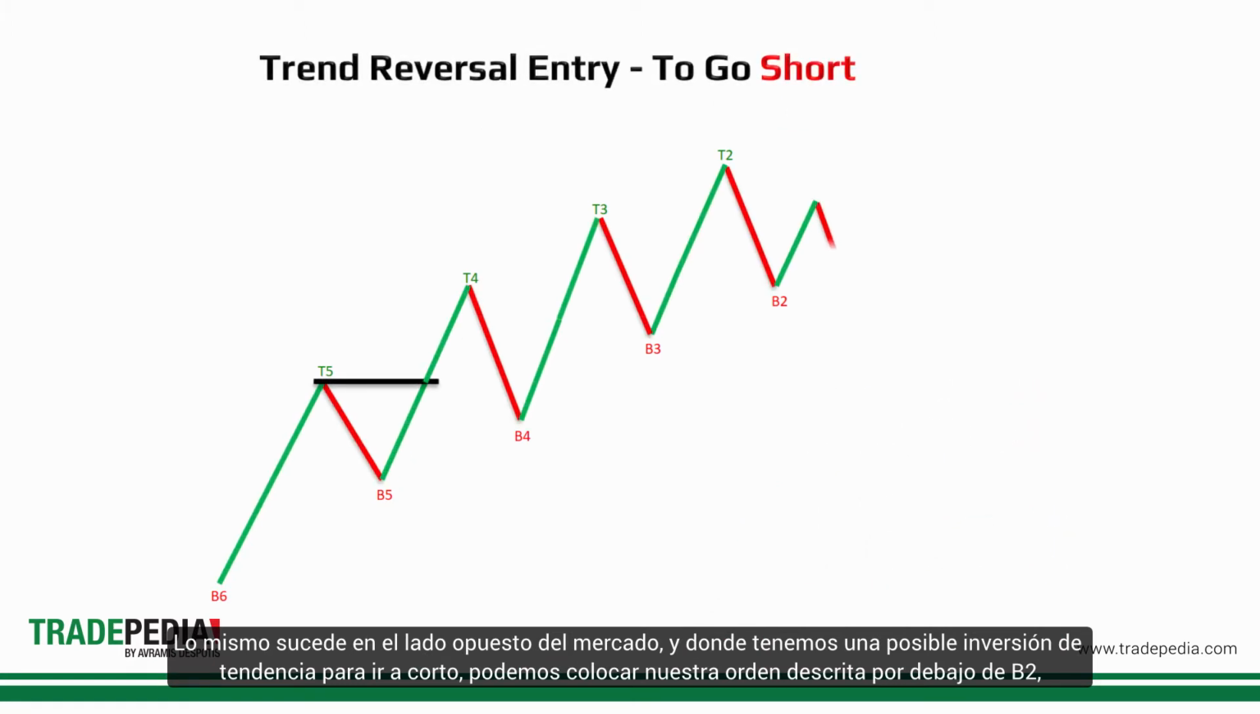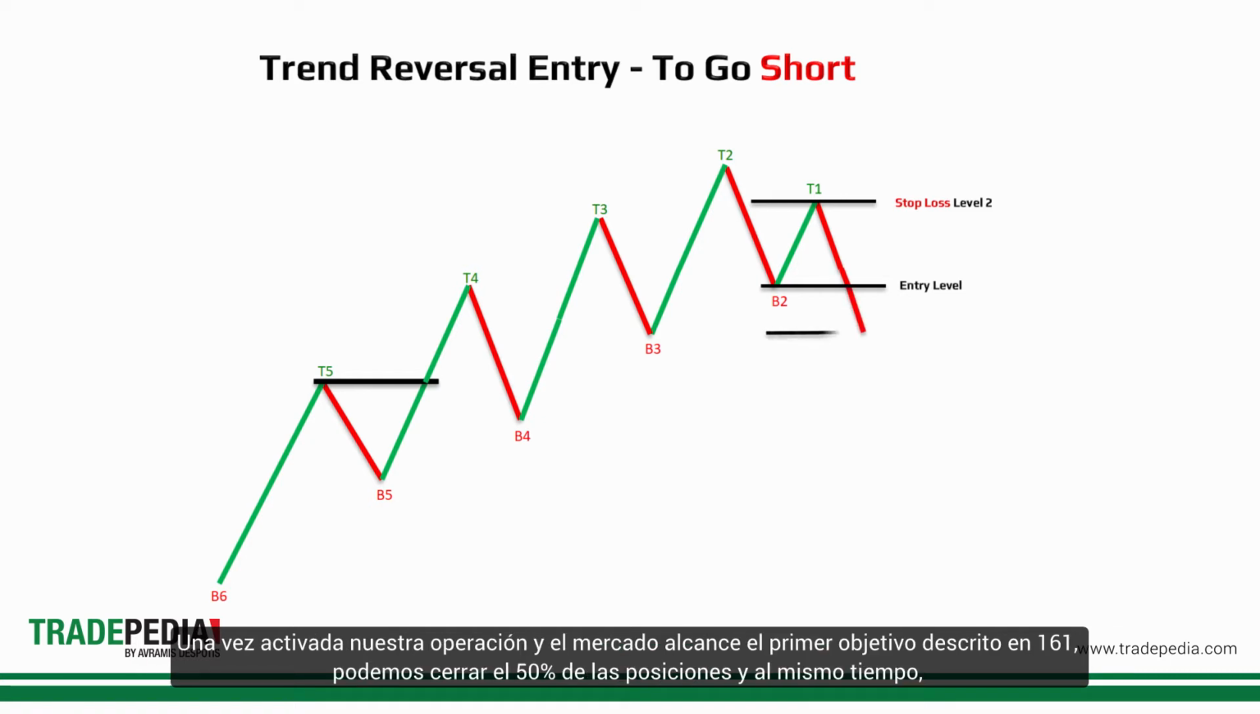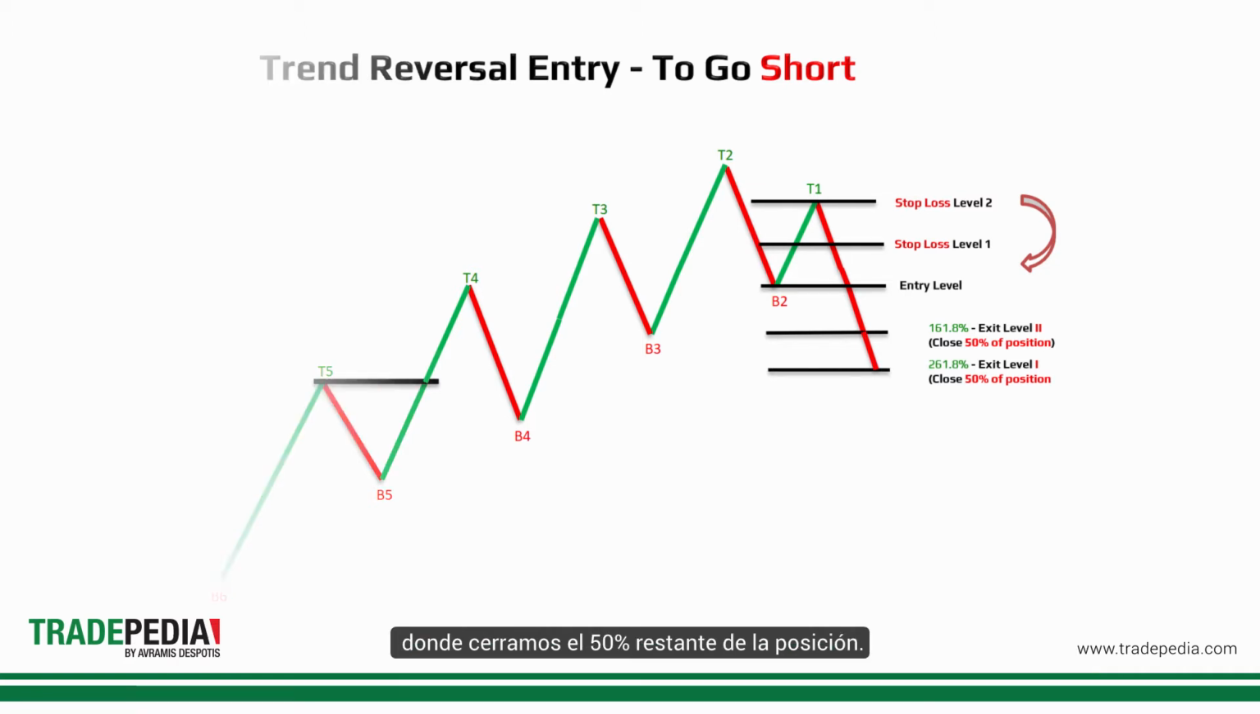The same, of course, on the opposite side of the market. So once we have a possible trend reversal to go short, we can place our order below B2 at our entry level, with our original stop loss placed at stop loss level 2 above the previous top outlined at T1. Now, once our trade is activated and the market reaches the first outlined target at 161, we can close 50% of the position and at the same time trail our stop loss either to the entry level or to the stop loss level 1. From there on, allowing the position to reach the 261%, our second outlined target, where we close the remaining 50% of the position.